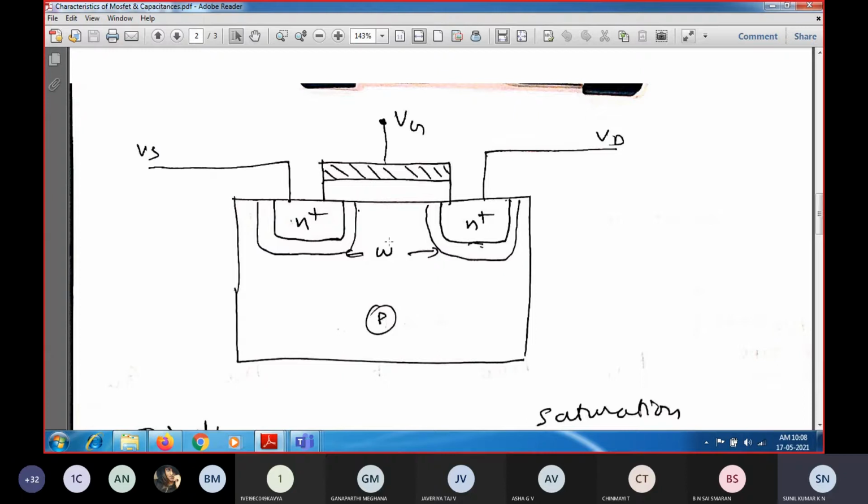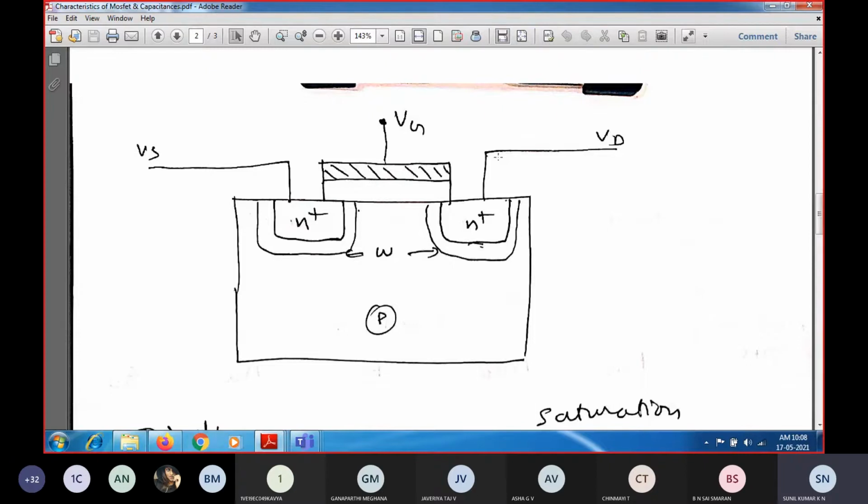Metal oxide semiconductor: the metal as well as the semiconductor act like parallel plates, and between them you have an insulating material, silicon dioxide. Because of which, whatever voltage you apply, you get charge accumulated. If you apply a positive voltage, you get negative charge accumulated. If you apply a negative voltage, you get positive charge accumulated over here. So the gate itself acts like a parallel plate capacitor.